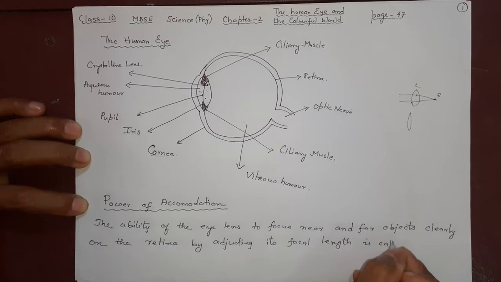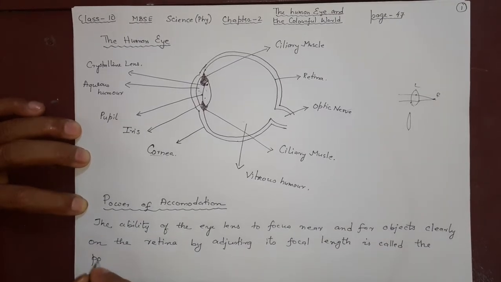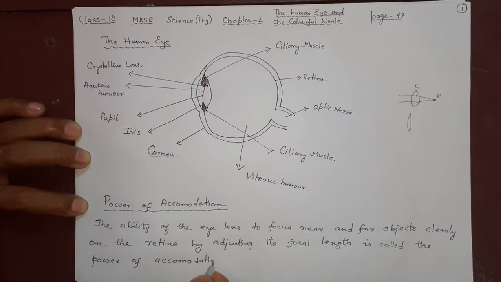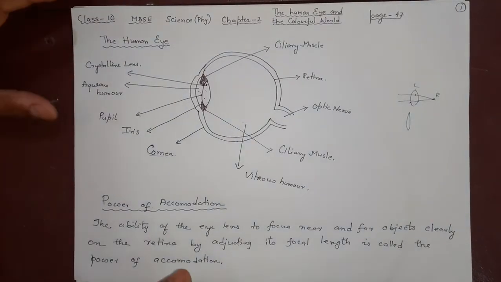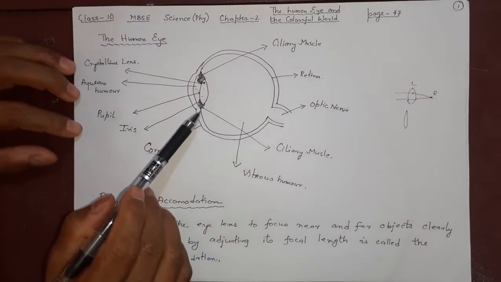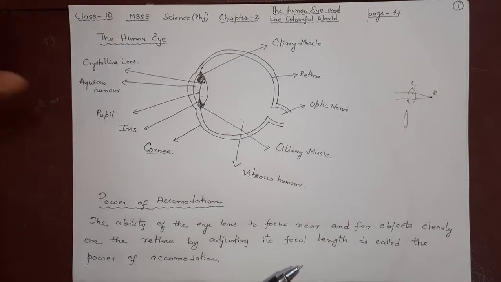This is called the power of accommodation. It is happening very quickly, so we do not understand it in our day-to-day life. We are not able to understand how quickly the muscle is going up and down. There is no sound also, like your camera.